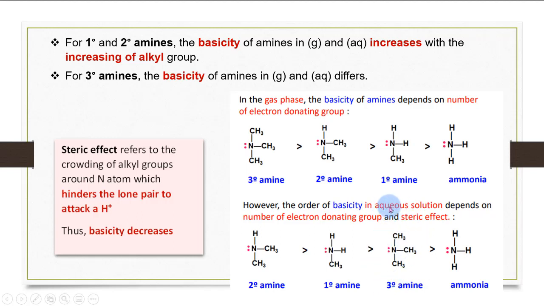Okay, so in the aqueous phase, even though you have a higher number of alkyl groups, due to the steric effect it blocks the way for the lone pair to be donated. So beware of the sequence: secondary amine, primary amine, tertiary amine, then the least basic will be ammonia. This one is in gas phase. The bottom one here is in aqueous phase.